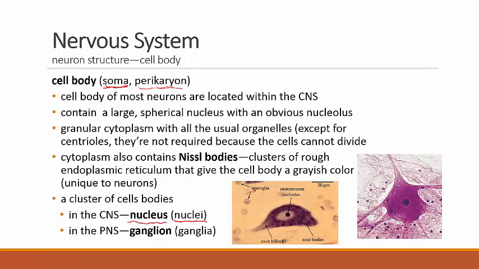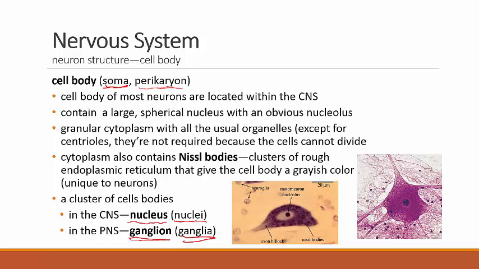And if it is in the peripheral nervous system, then this cluster of cell bodies that all have axons going to the same location would be a ganglion, or plural, ganglia. So a ganglion is a cluster of neuron cell bodies found in the peripheral nervous system. A nucleus is a cluster of neuron cell bodies in the central nervous system. And notice that it's only the cell bodies that are found in the ganglion or in the nucleus.